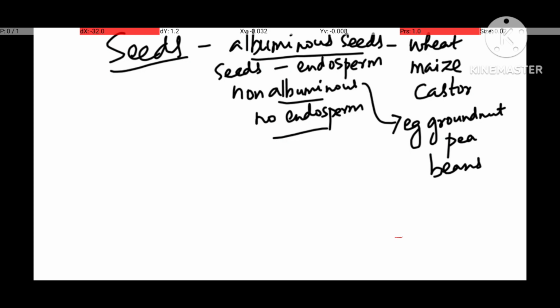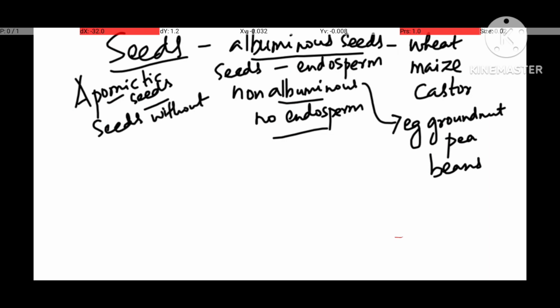More seeds are there. One is called apomictic seeds. This was the last portion of the lesson. What do you mean by apomictic seeds? Seeds produced without fertilization are called apomictic seeds.